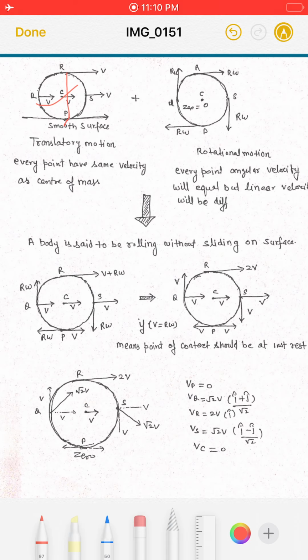Now if I ask about point R, that will become 2V. See, velocities V and V are in the same direction, so by vector addition I am simply adding, and that becomes 2V. Same logic for point S. For point S, V is to the right side and V is downwards. So the addition of these two becomes root 2V if I take vector addition, and the direction will be between these two. So this is the unit vector for that direction, and the center velocity won't be 0. The velocity of that center will be V.